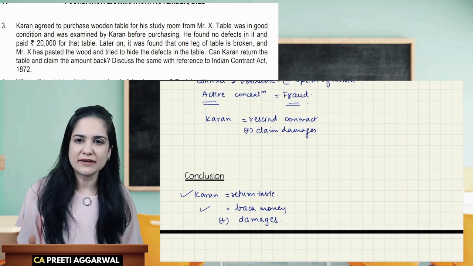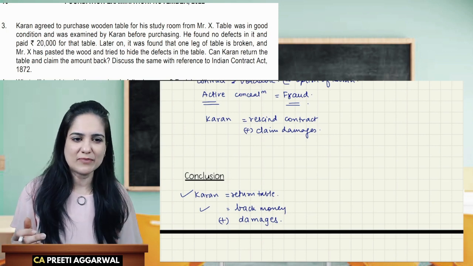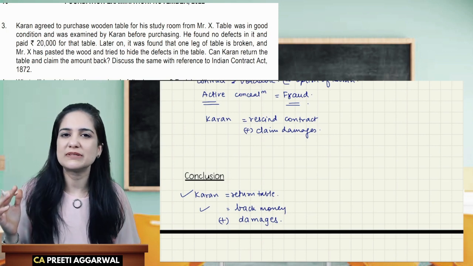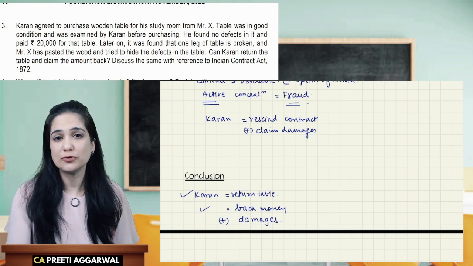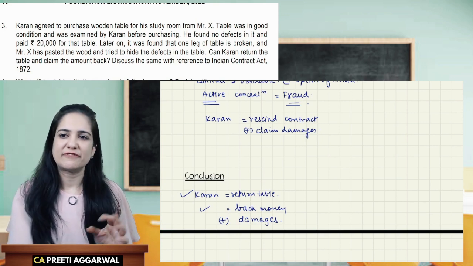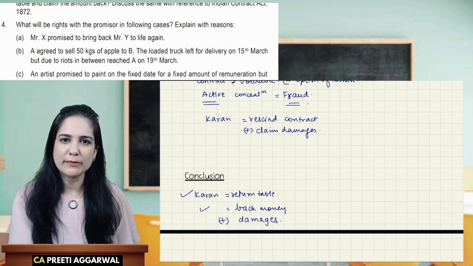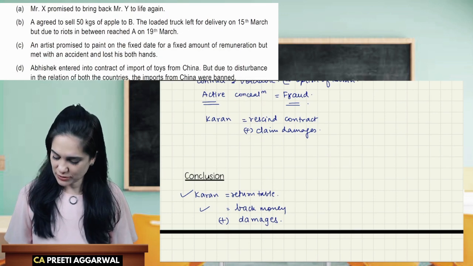Yes, Karan can return the table. Yes, he can claim back the full price. He can also claim compensation for the loss caused to him due to the fraud of X. So this is how you will frame your answer. I hope you are able to understand. Yes. Let us go through the next question.